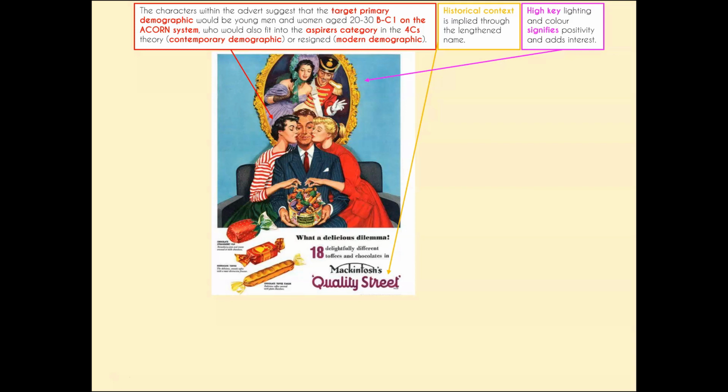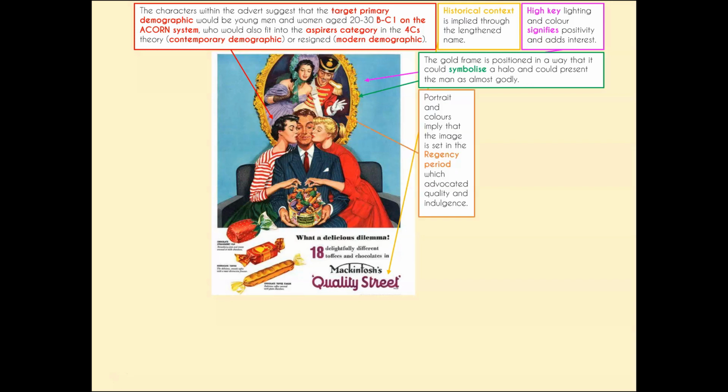We can comment on the lighting even though this is an illustration, because it's very, very bright. The colour signifies positivity. It's adding interest because these bright colours are going to draw our attention to the page. The gold frame is also important because it's positioned in a way that could symbolise a halo if we look at the man and the two women in the centre of the frame. We've also got this man being represented as almost godlike because he's the one who's in control.